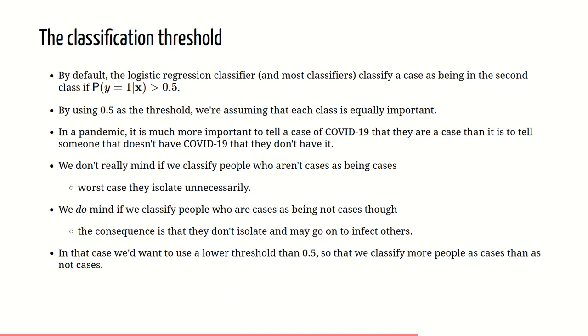So how can we fix this? One way we can do it is altering the classification threshold. By default, the logistic regression classifier uses the probability of the second class being more than 0.5 as the default threshold, which is assuming that each class is equally important, right? If it's more than 0.5 for the second class, then it has to be less than 0.5 for the first class, right? So there's a symmetry there.